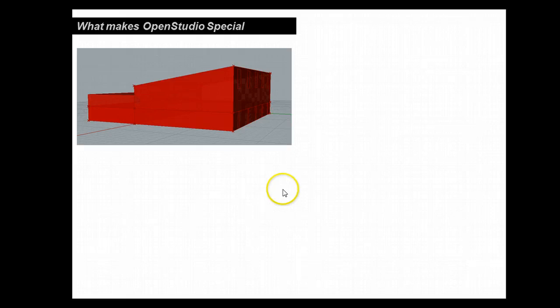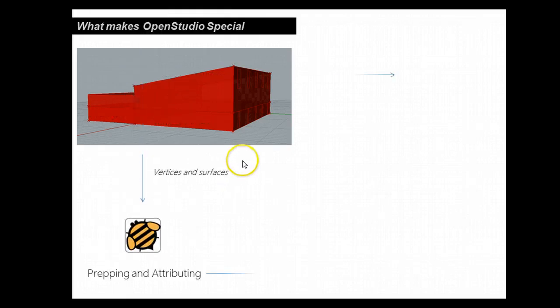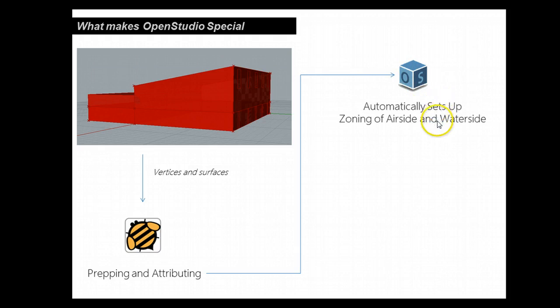So there's OpenStudio there, and the two things that the magic of OpenStudio really is, once those zones are plugged into those components, OpenStudio does something that for a long time has made Energy Plus pretty hard to use. It automatically sets up the zoning of the airside and the waterside, and I'll talk about that in a second. And then the other thing is that it properly connects the equipment together. And this is something that has been a tricky thing in Energy Plus in the past.